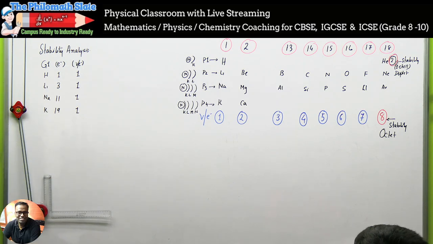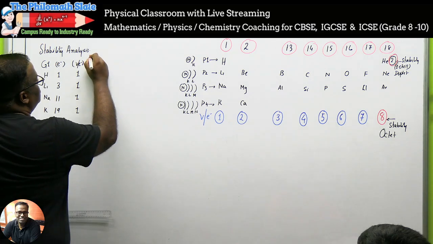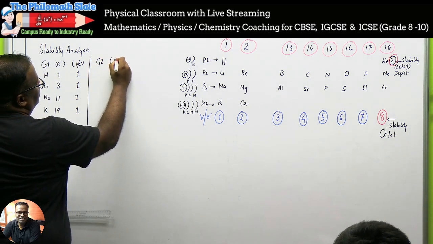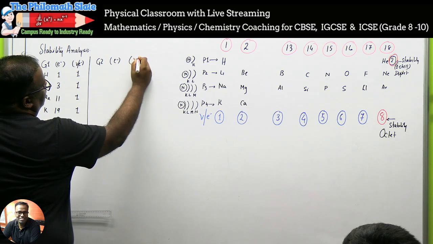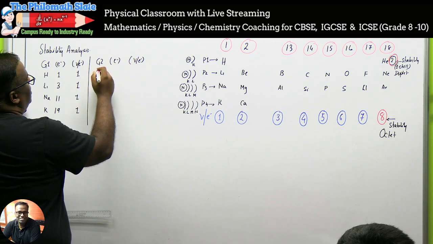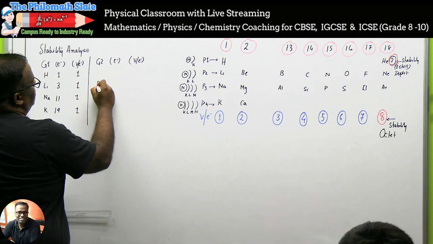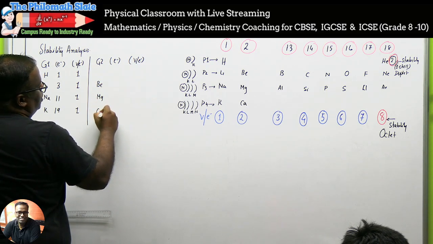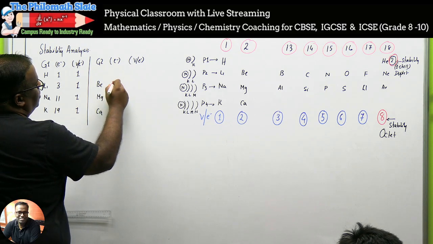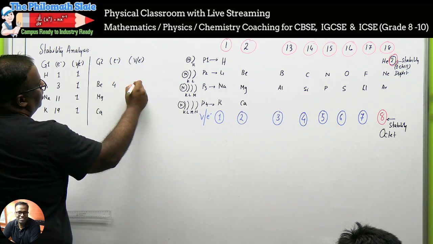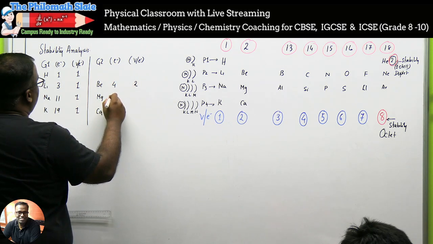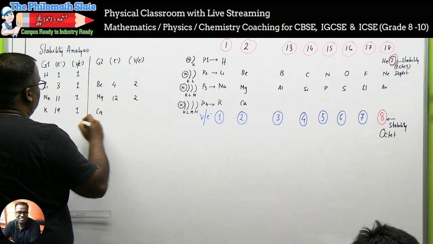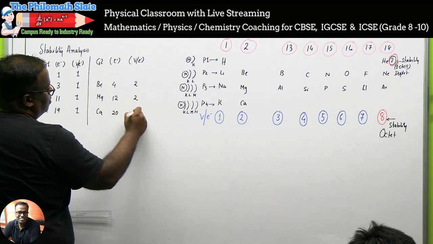Okay? We'll see only group 1. Similarly, we'll see for group 2, valence electrons. Group 2 में हमारे पास कौन कौन है? Beryllium, magnesium, calcium. Beryllium is 4 and you've got 2. Magnesium, since sodium is 11, magnesium will be 12, 2, and this is 20, and this has got 2.